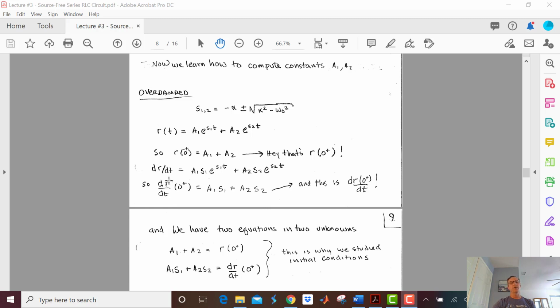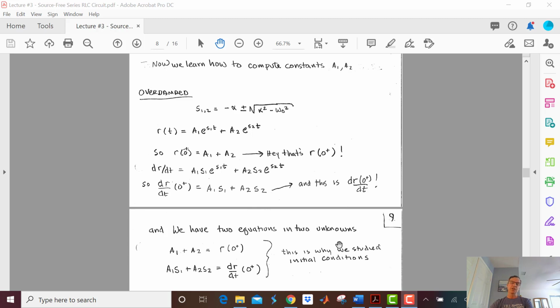Now let's substitute time equals 0 in there. So we're going to look for the derivative of our response with respect to time at 0 plus. So I'm going to just substitute 0 in here, and this exponential becomes a 1, and this exponential becomes a 1. And I can say that dr/dt at 0 plus is A1s1 plus A2s2. And again, we say, hey, that's that dr at 0 plus with respect to time that we calculated in that last lecture. And again, that's why we did it.